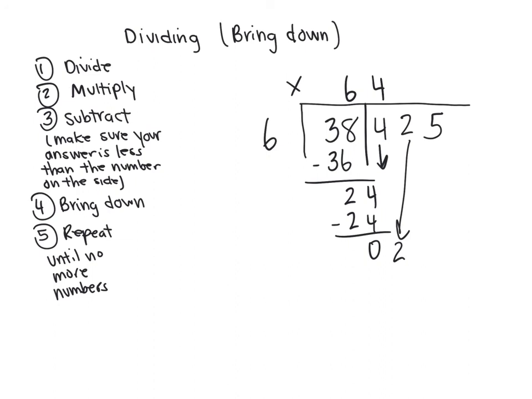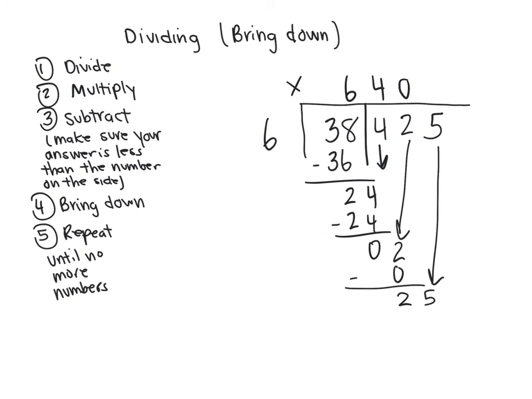6 goes into 2. How many times does 6 go into 2? It doesn't, but you can't just skip it. You have to put a 0. 6 goes into 2 0 times. Then you multiply. 0 times 6 is 0. Then you subtract. 2 minus 0 is 2. And then you bring down. So you just can't skip it, because then you'll be missing a number.